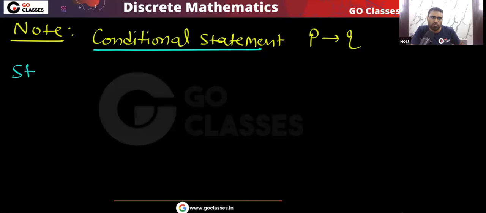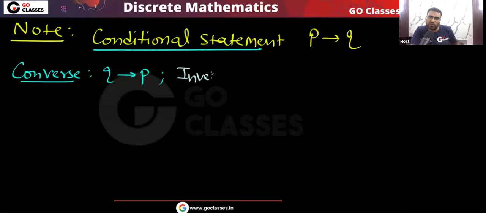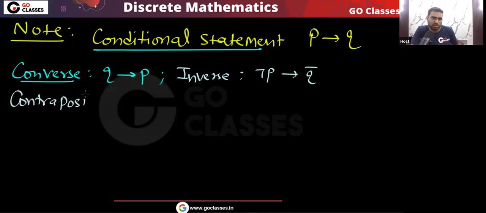You already know what the converse is. The converse will be Q implies P. You already know the inverse. The inverse is negation P implies negation Q. And you know the contrapositive. The contrapositive is negation Q implies negation P. So which of them is equivalent to the original conditional statement?